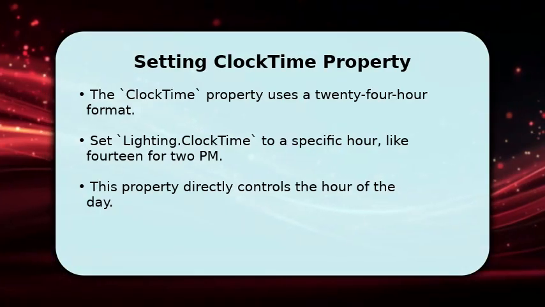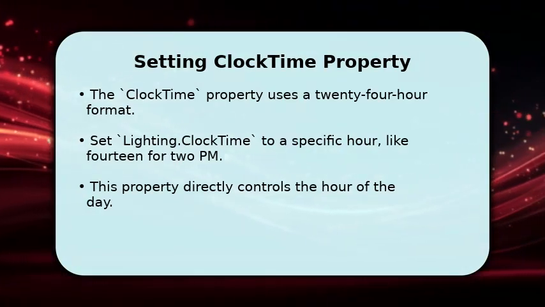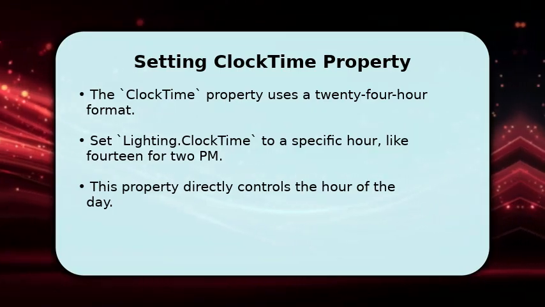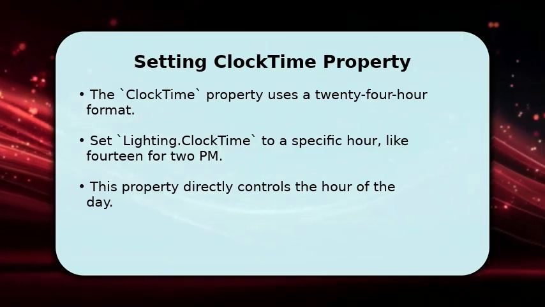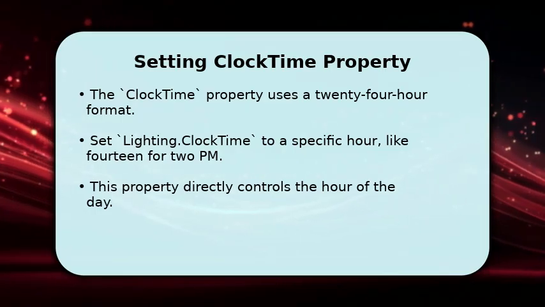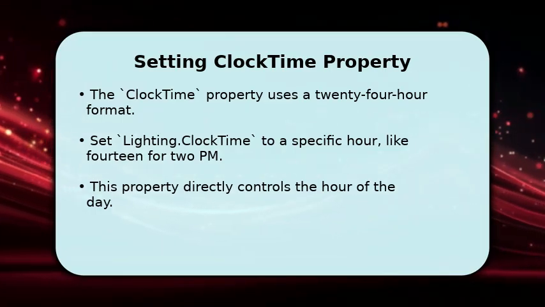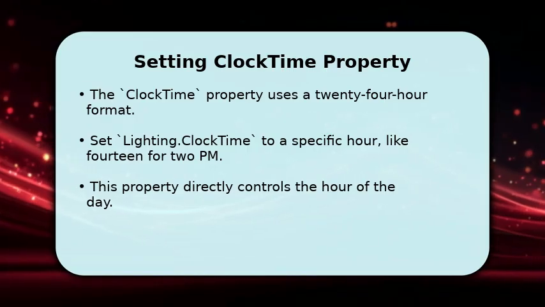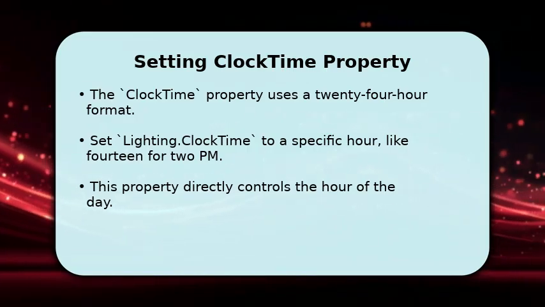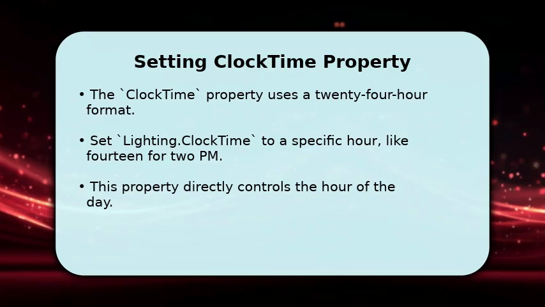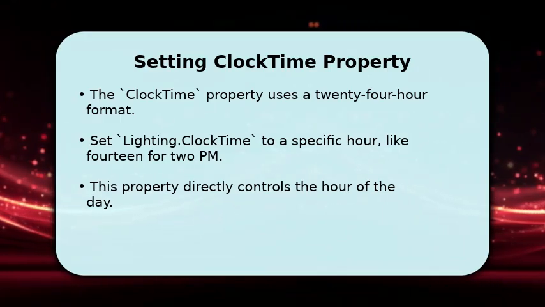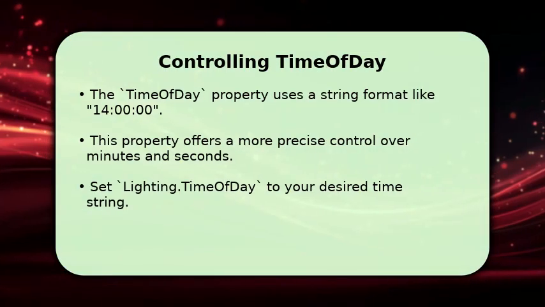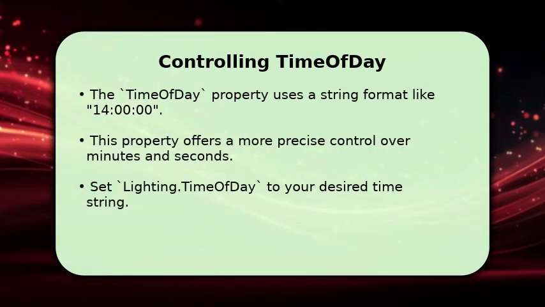One primary method involves using the clock time property. In a script, you would write game.Lighting.ClockTime = 14. This sets the time to 2 p.m. The value represents the hour in a 24-hour format, so 0 is midnight and 23 is 11 p.m. By setting this property, the game's internal clock will remain fixed at your chosen hour, preventing any natural progression of day or night.